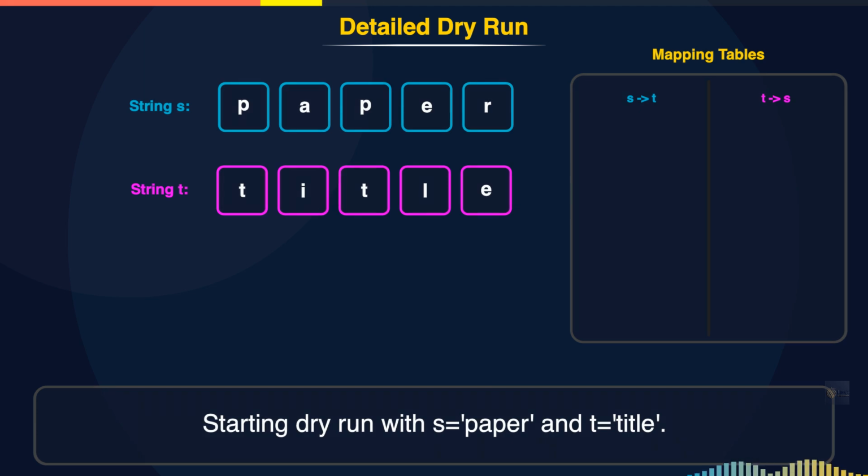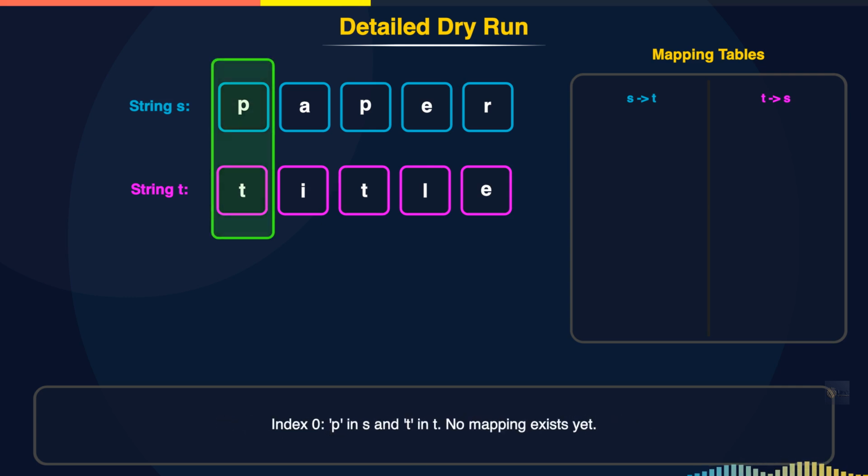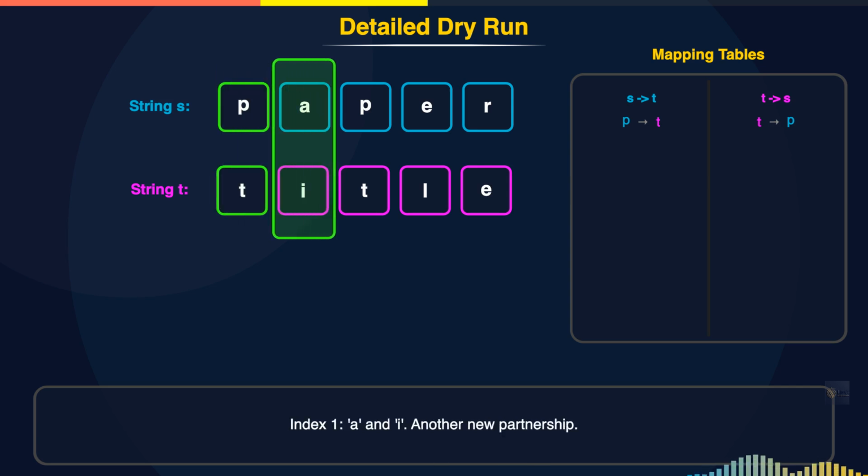Look at the screen. We have our source string S, "paper", at the top, and our target string T, "title", at the bottom. We will use two maps to track these relationships. First, we look at index 0. S has P and T has T. We check our maps, no mapping exists yet. So, we create a link: P maps to T, and T maps back to P. Everything looks good.